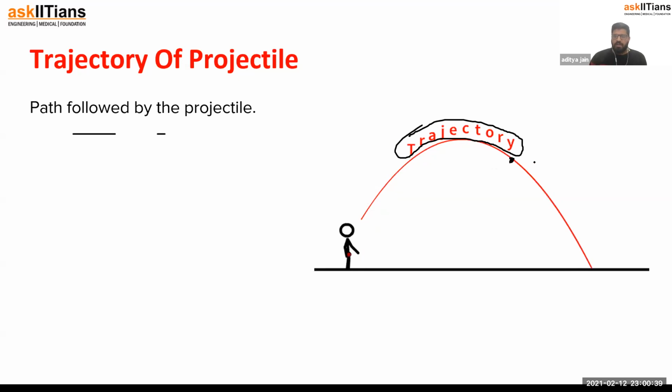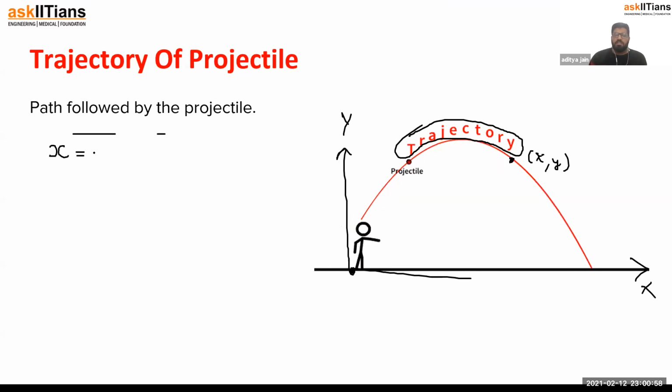Can I define a general point xy, if I am taking this point of projection as origin? So this is x-axis. This is y-axis. So along x direction, if I apply second equation of motion, can I say s equals to ut? What is velocity along horizontal? It was u cos theta. X equals to ut plus half at square. And you know acceleration along x direction is 0. That is half at square.